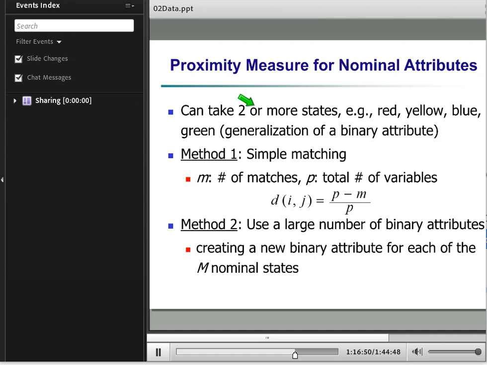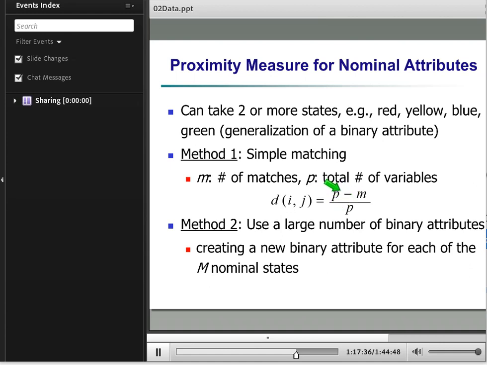It depends. Firstly, as I said at the beginning of chapter 2, attributes are nominal or numerical. When we are talking about nominal attributes, I can present a proximity measure like this. Distance between i and j is equal to p minus m divided by p. m is the number of matches and p is the number of variables.